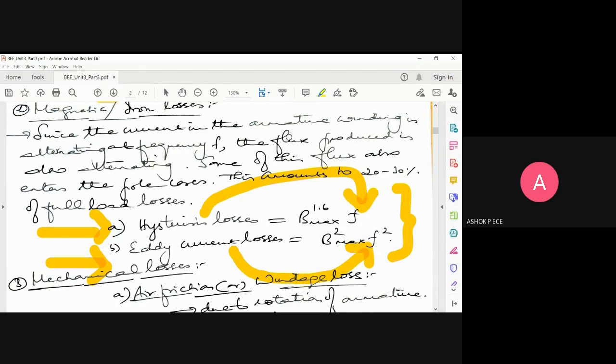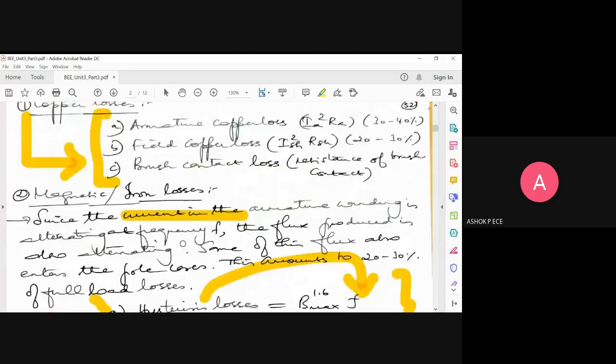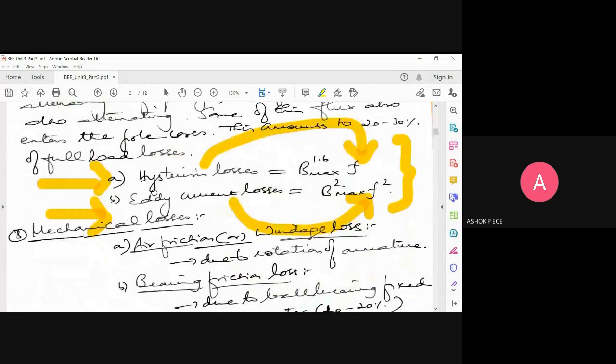Yesterday I told you that in a DC machine everything is DC, but see here, because the armature is rotating in a clockwise direction, it is moving. When something moves periodically, it becomes AC. So the flux produced is AC, because of the flux the induced EMF is AC, and because of the induced EMF the current is also alternating. So we have three losses in magnetic loss. The first is because flux is entering the poles, which contributes 20 to 30% of the loss. Next is hysteresis loss. The third is eddy current loss. So in copper loss we have three components, and in iron loss also we have three components.